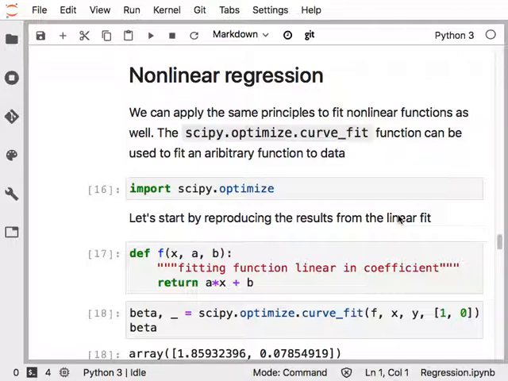When you do nonlinear regression, and I'm trying to rather use the word fitting to kind of distinguish here.